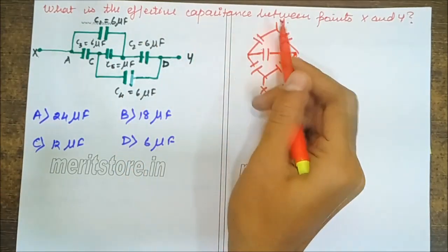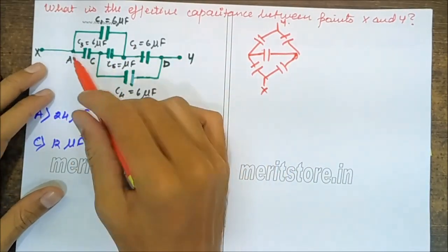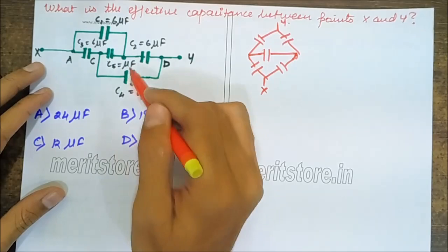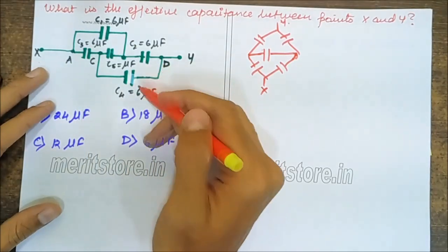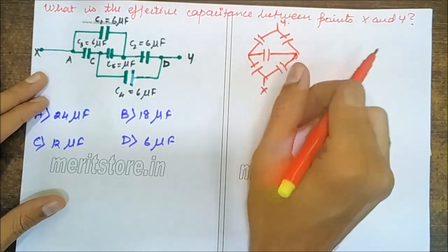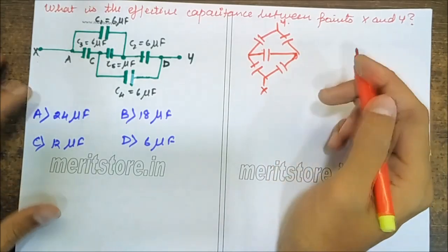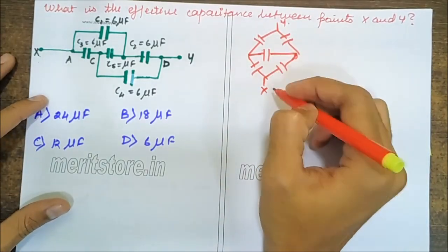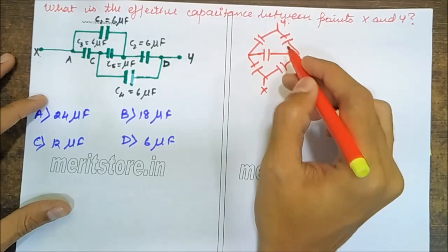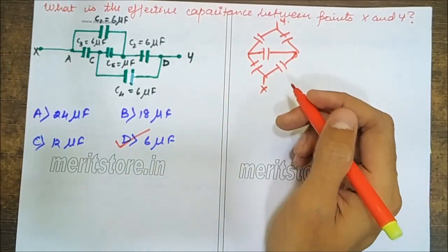What is the effective capacitance between point X and Y? So in this diagram, X and Y are given and all the capacitances, 1, 2, 3, 4, 5, total 5 capacitances are connected. So if we rearrange this diagram, we get that it is connected in a format similar to a Wheatstone bridge. So it is a balanced condition of a Wheatstone bridge. As a result, the total capacitance across X and Y, as all the capacitances are equal to 6, the total capacitance has to be equal to 6. So D is the correct option.